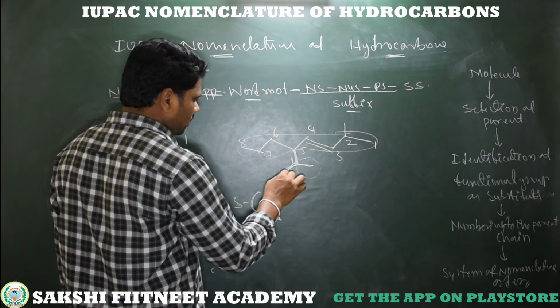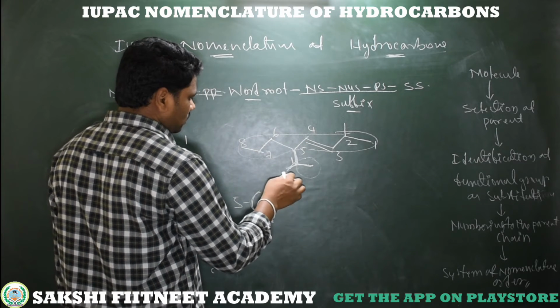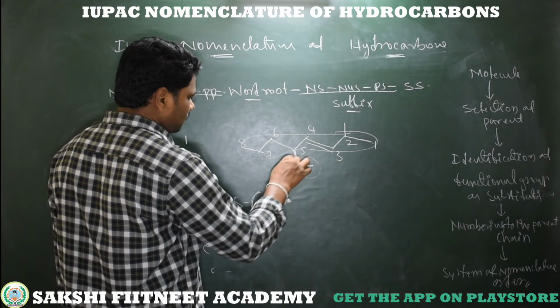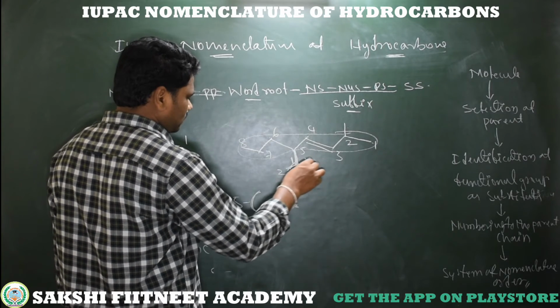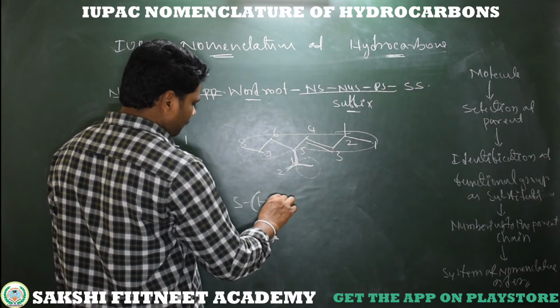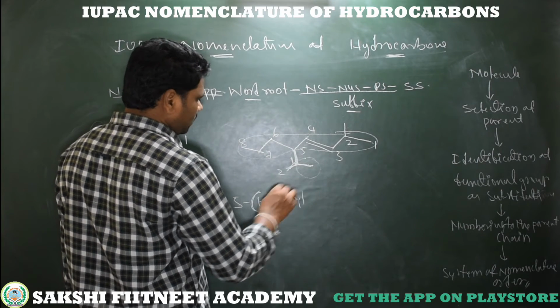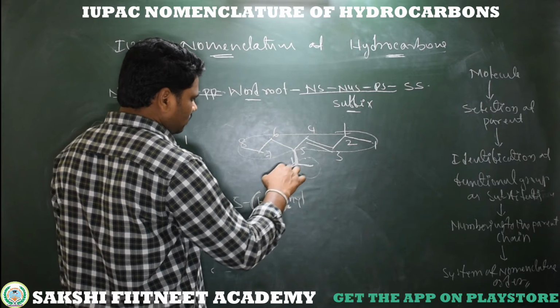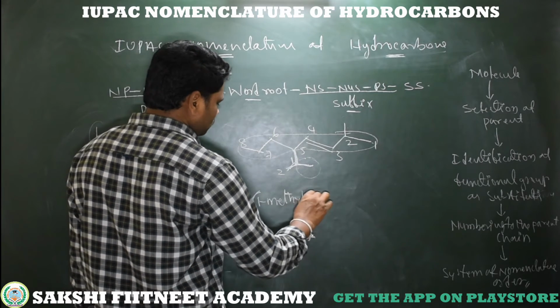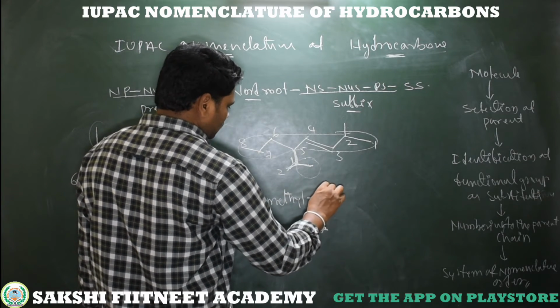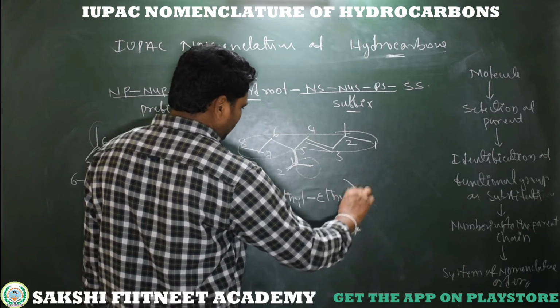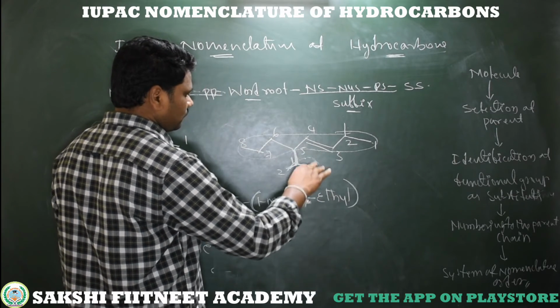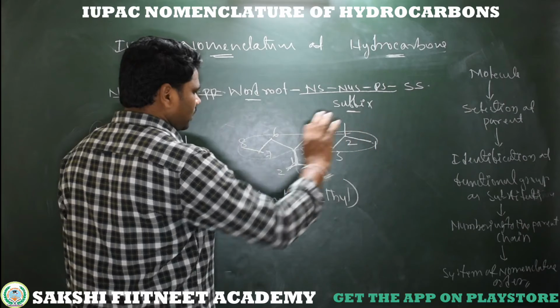The numbering should start from the carbon which is bonded to the parent. This is the first carbon, and on both sides we have the same chain, so I am taking first, second. At the first position we have methyl, so 1-methyl. So, the total number of carbons present in this longer substituent chain is 2, so 1-methylethyl. Close the bracket because this information is done. Now go to the parent chain.